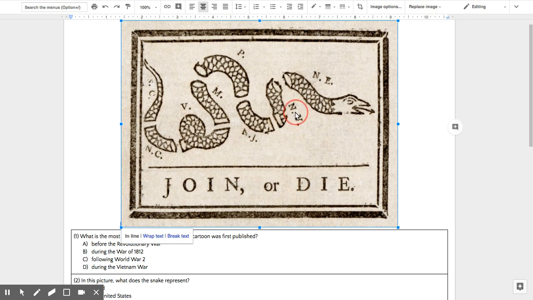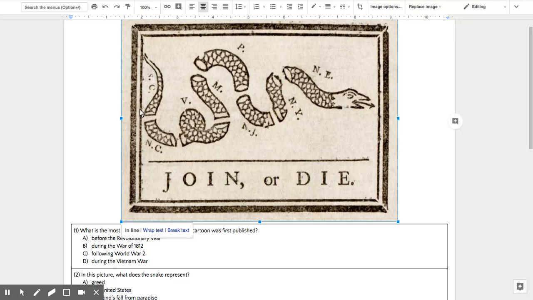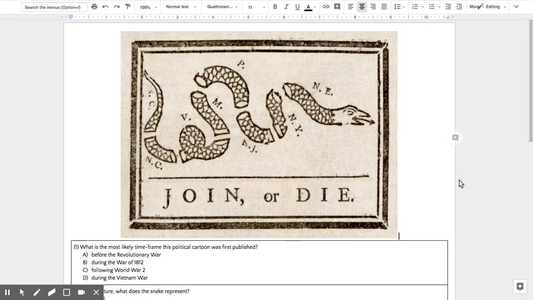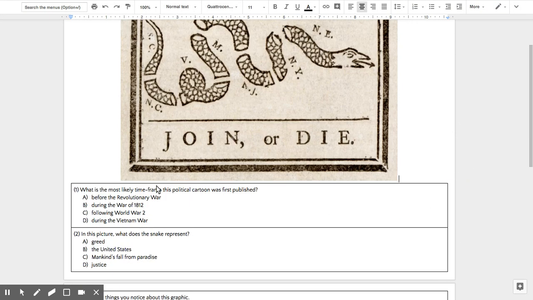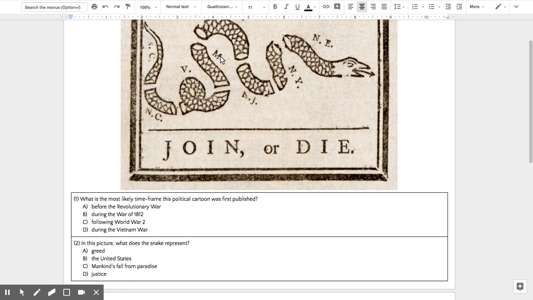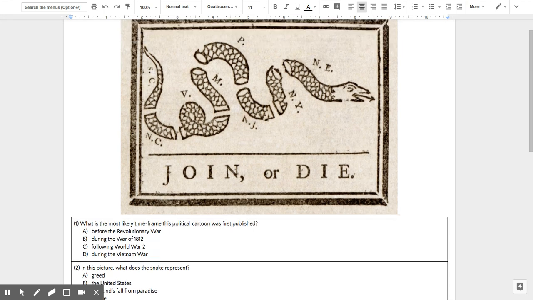So if these pieces of a snake don't come together, then the snake will die. So what does that mean for the time frame? Well, if this is showing you that all of these things are separate, then it's before the United States became a country, before it was united, before it was the United States of America. It was the 13 colonies, which means the only thing that could possibly be the right answer here is before the Revolutionary War.